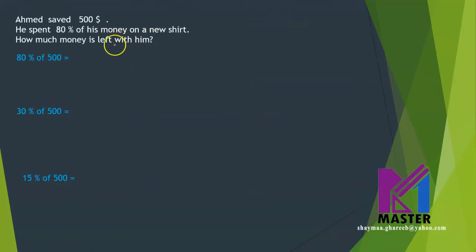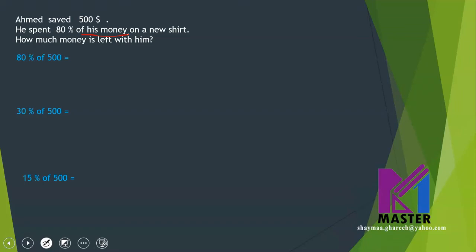Now let's read this question. Ahmed saved the $500. He spent 80% of his money, which means of the $500. So he spent 80% of $500 on a new shirt. How much money is left with him?